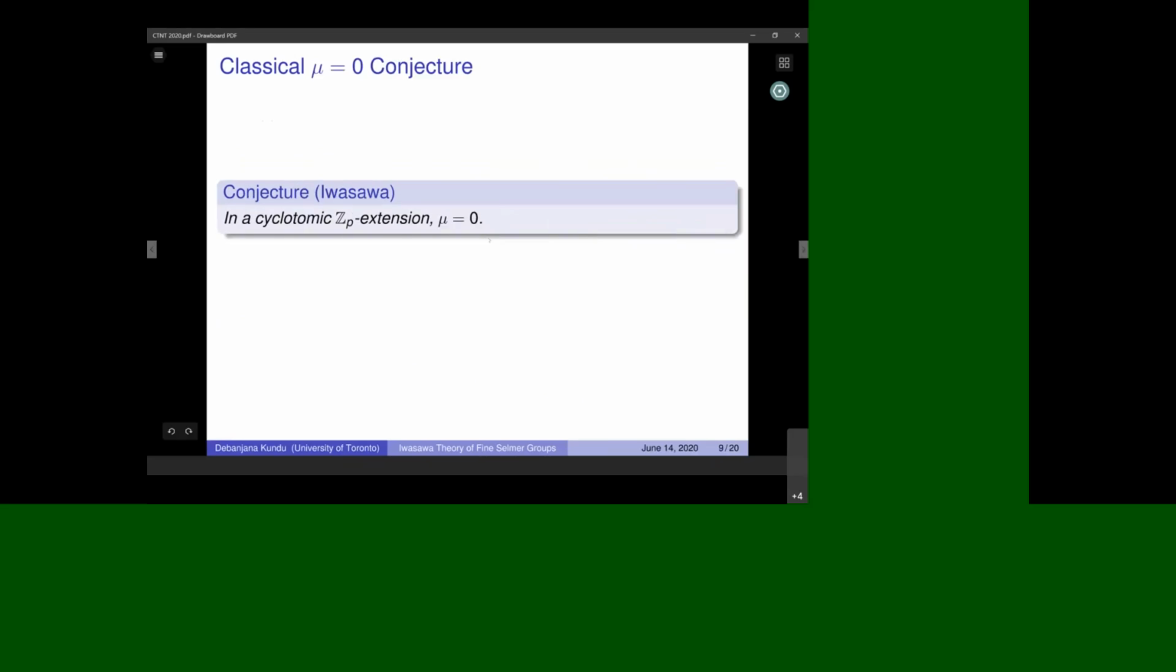And he conjectured that for the cyclotomic Z_p extension, mu should be precisely equal to 0. This is called the classical mu equals 0 conjecture. And this is only known when the number field is an abelian Galois extension over Q. This result is more than 40 years old, due to Ferrero and Washington, and not a lot of progress has been made in this direction since.